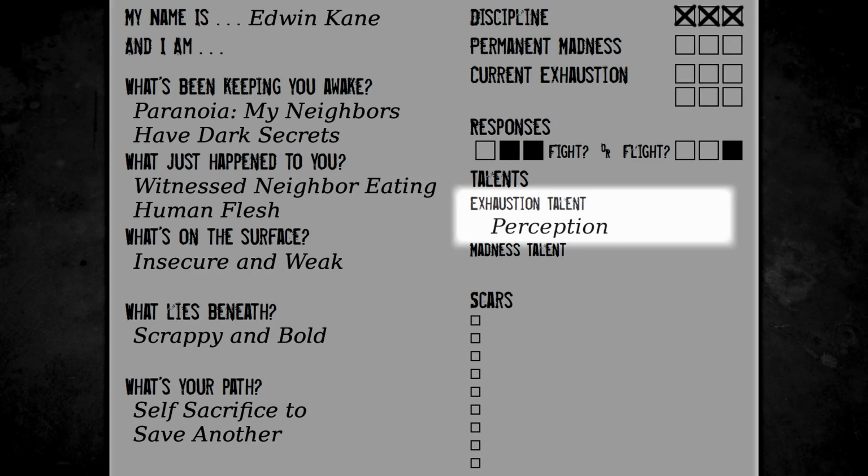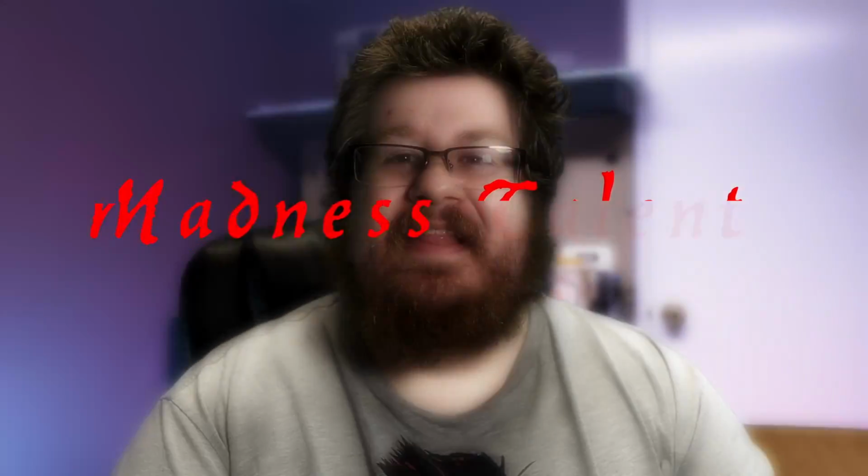For Edwin, because his paranoia drives him to always be searching for those hunting him, his player selects perception as his exhaustion talent. He'll be able to use that when finding things, observing people, or other activities limited only by his creativity. Madness talent. The last step will be to determine the madness talent.